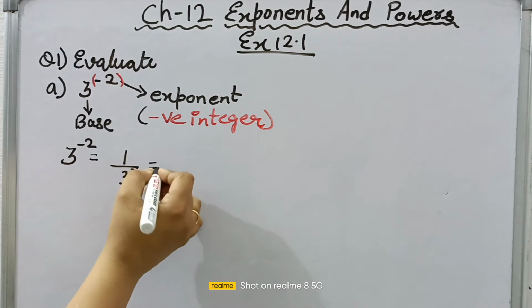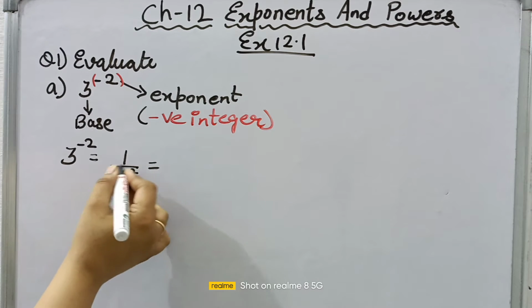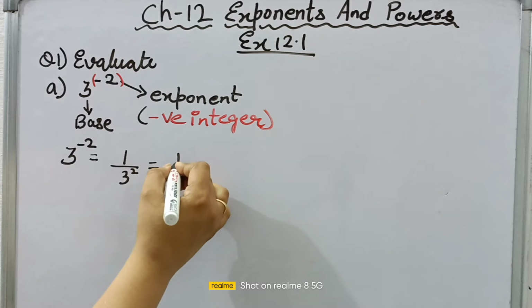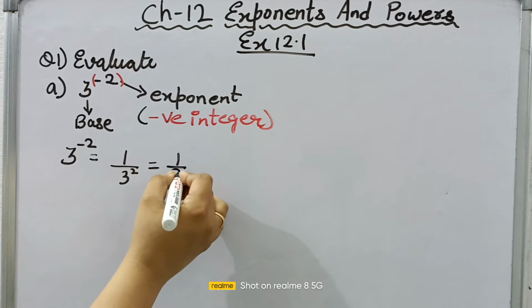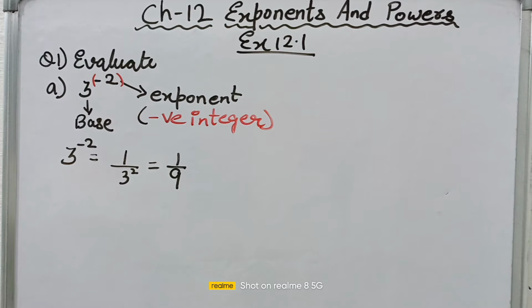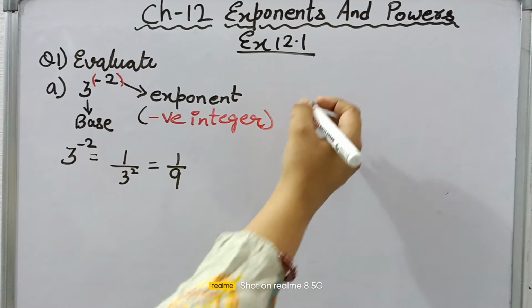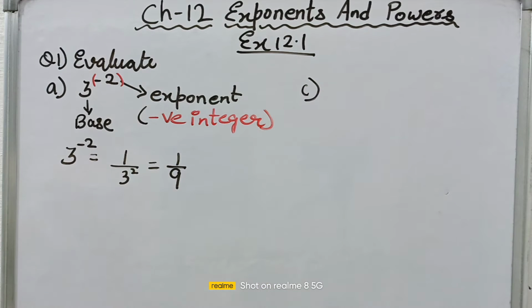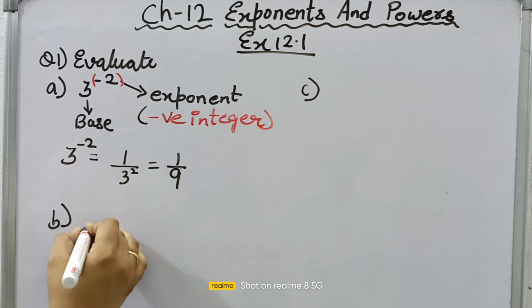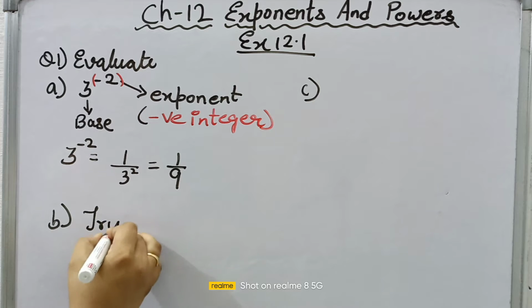Right, now we can directly make a square of this 3 and we will get our answer. So square of 3 is 9. So 1 upon 9 is the answer to 3 raised to the power minus 2. In the same way, we can do the last part. B part you will do yourself. Try yourself.